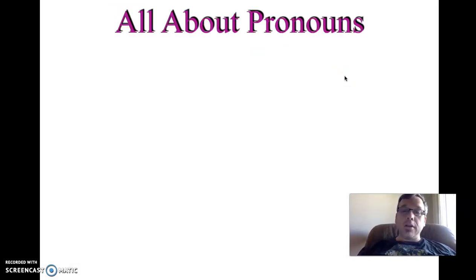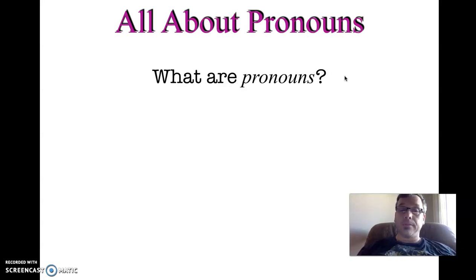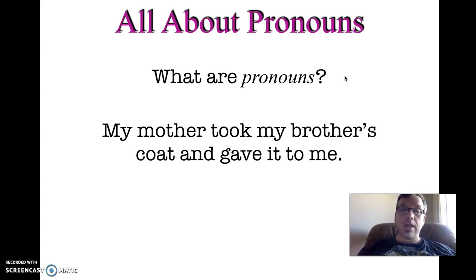Today we're going to look all about pronouns. But again, the question is, what are pronouns? Let's look at an example sentence. My mother took my brother's coat and gave it to me. In this sentence, there are three pronouns. Do you know what they are?